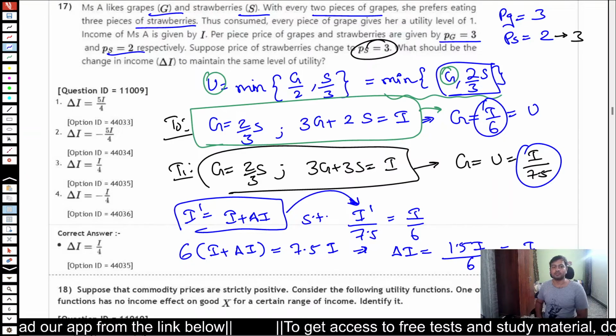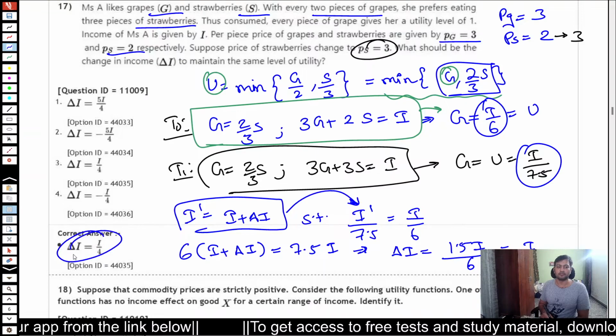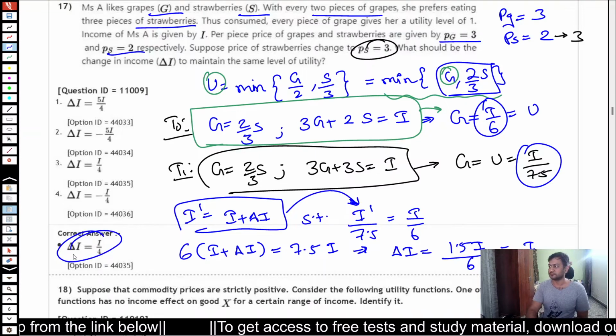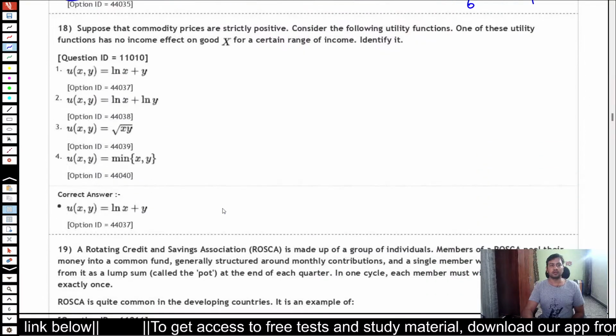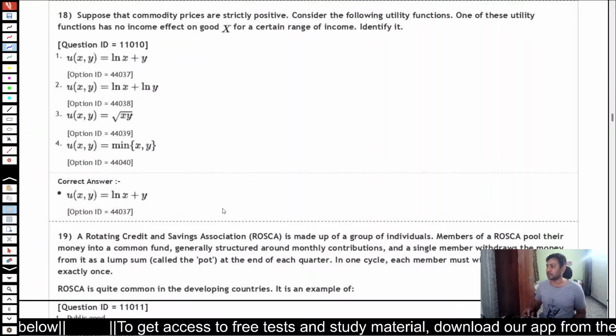So that becomes your change in income which is required. So that's your final answer. Okay. Now let's move to question number 18.